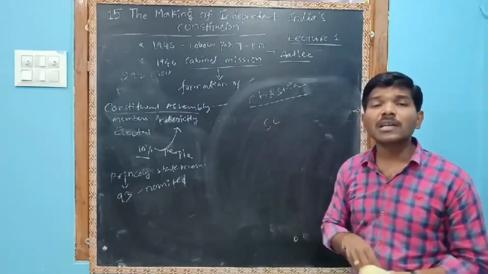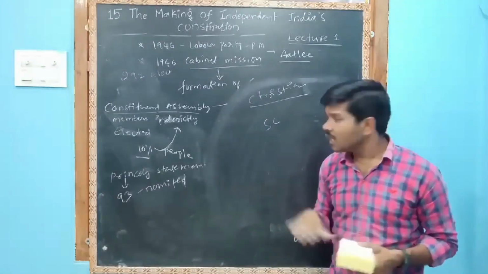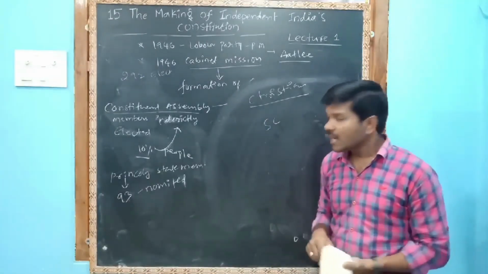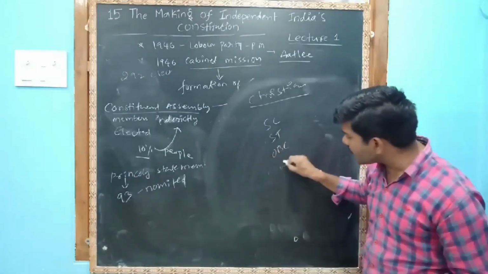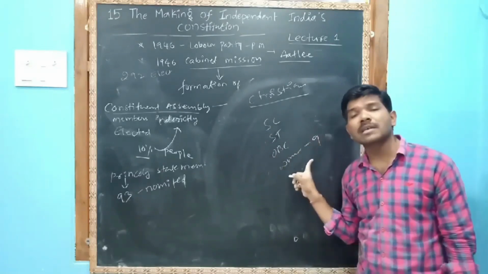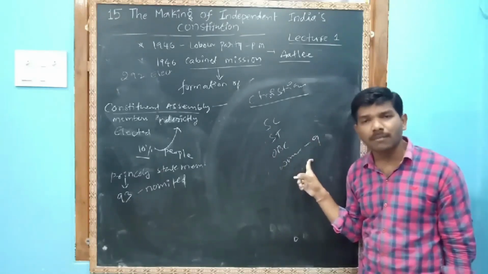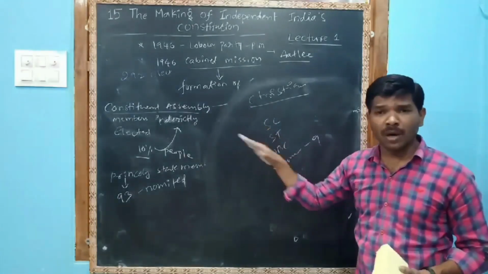SCs were added. What do the SCs actually need? Then the SCs will tell, sir, we are the SCs, and SCs want this kind of rules. STs want this kind of rules. OBCs want this kind of rules. Women want this kind of rules. So 9 women members were also appointed in the Constituent Assembly, because each and every community was added in the Constituent Assembly.